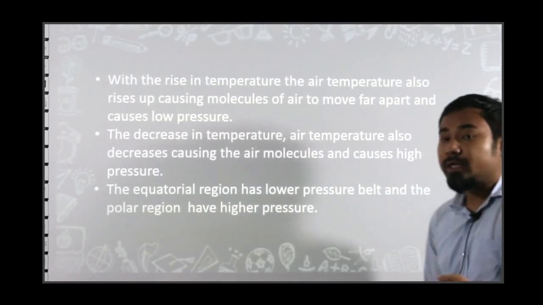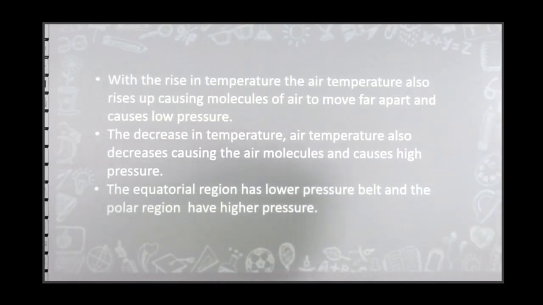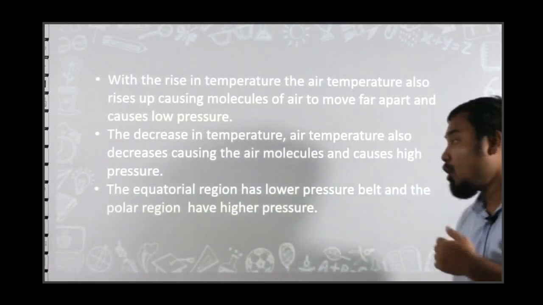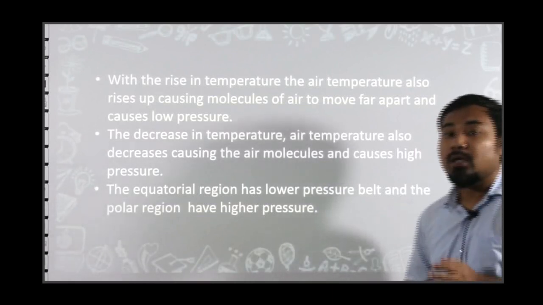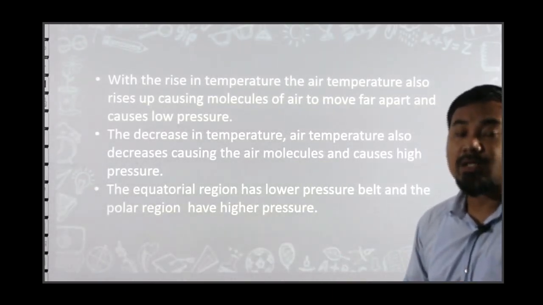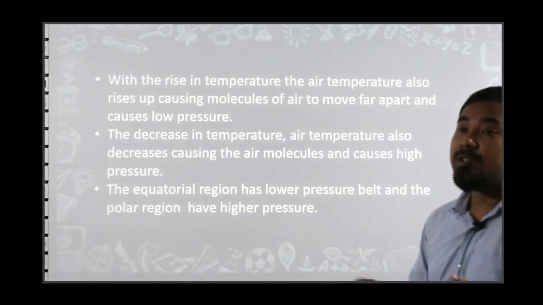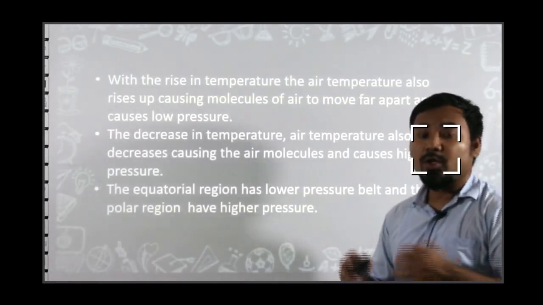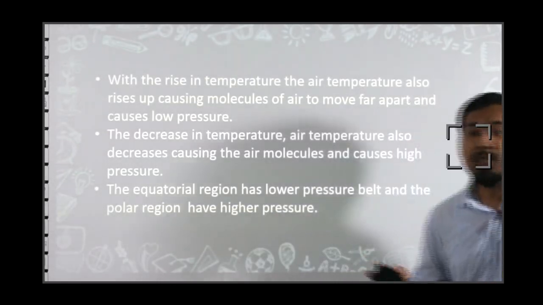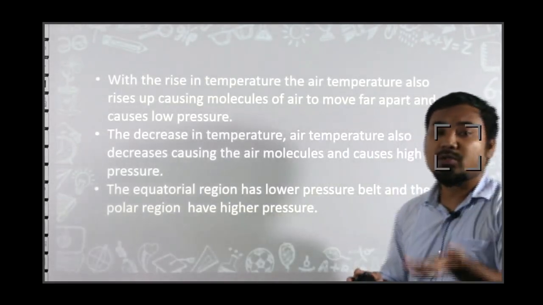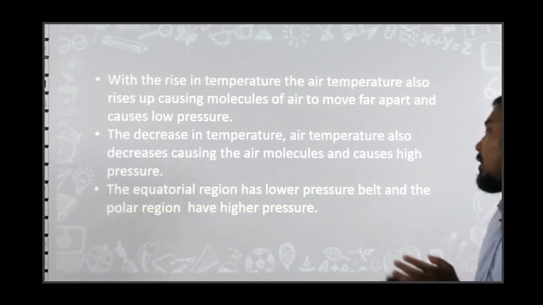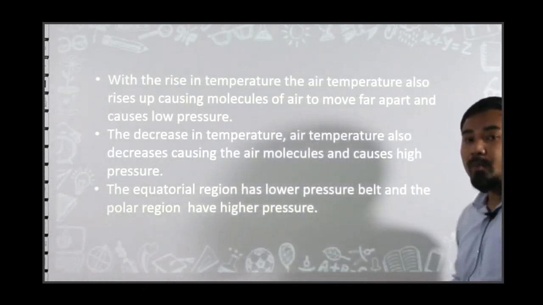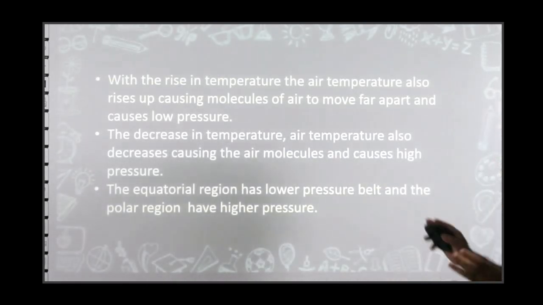Now, the equatorial region has a low pressure belt. Why? Because the sun rays at the equator fall vertically, and it's a hot place. What happens when the temperature rises? The molecules of the air move away from each other, right? And the air starts to rise up, and that causes low pressure. Clear? So the equator has low pressure, and the equatorial region has a low pressure belt.